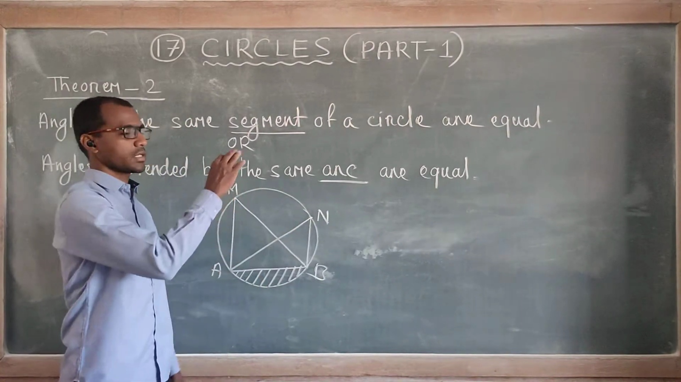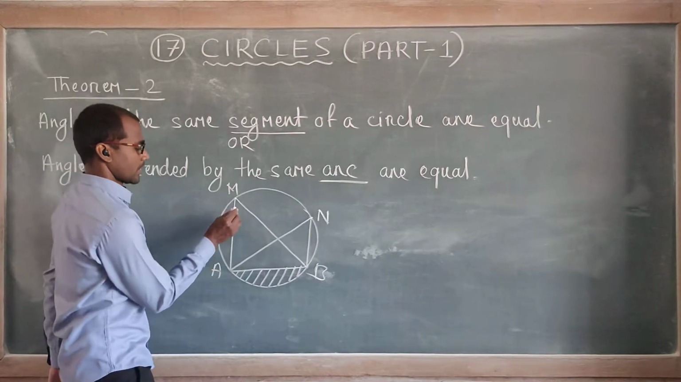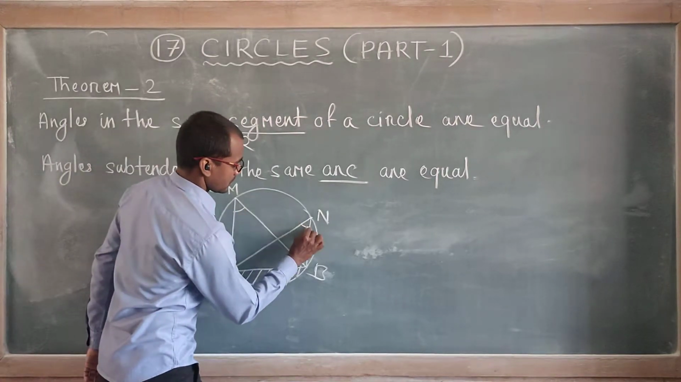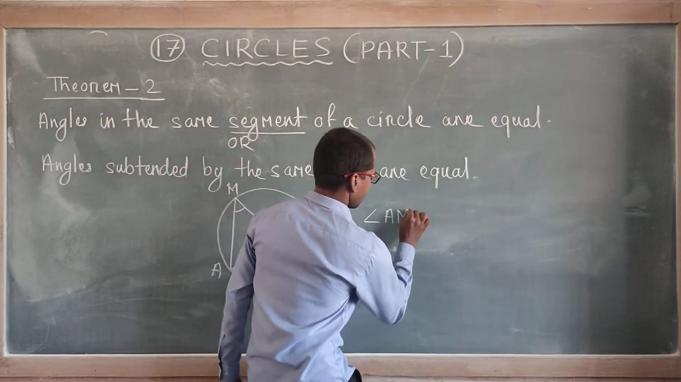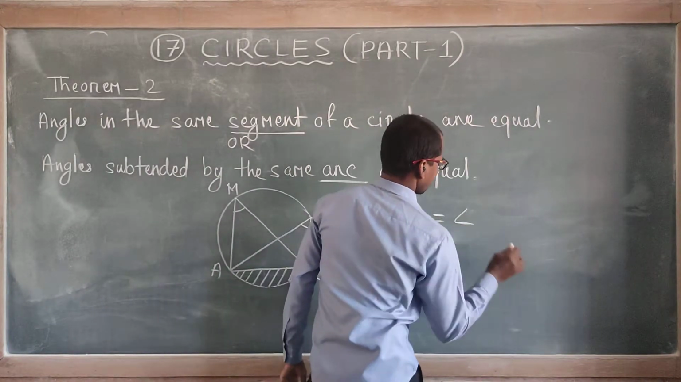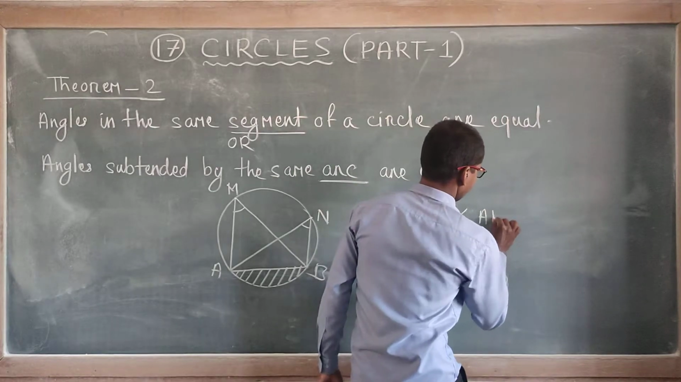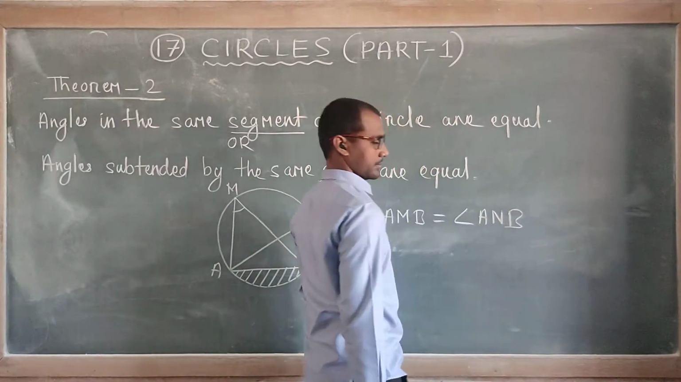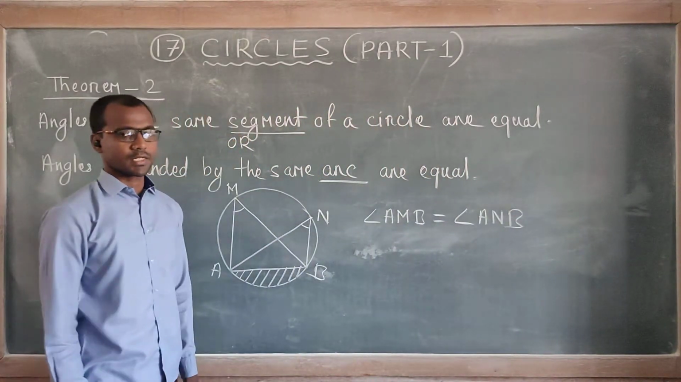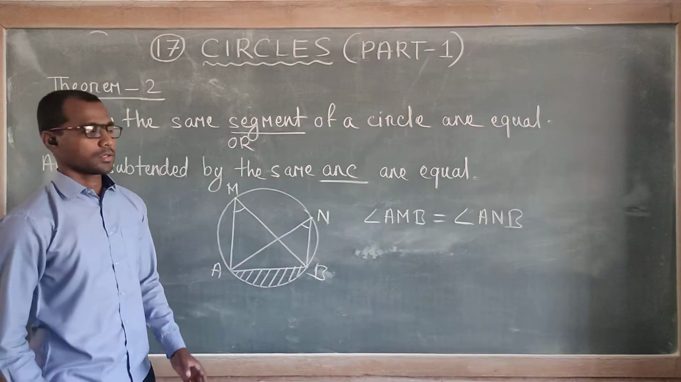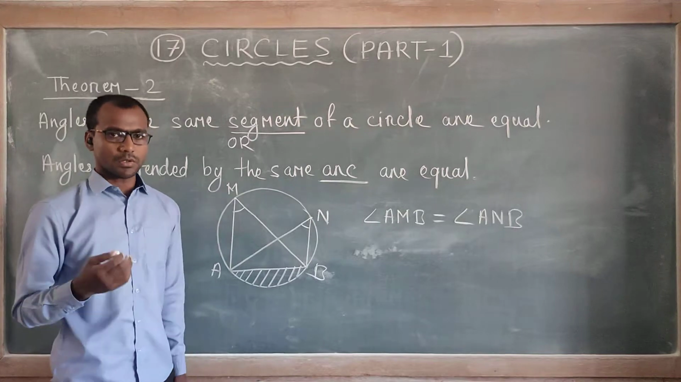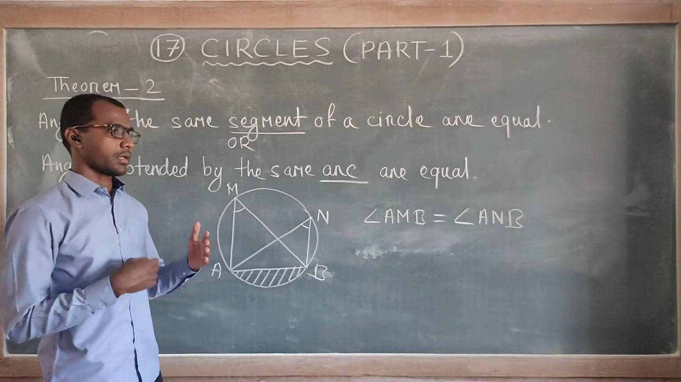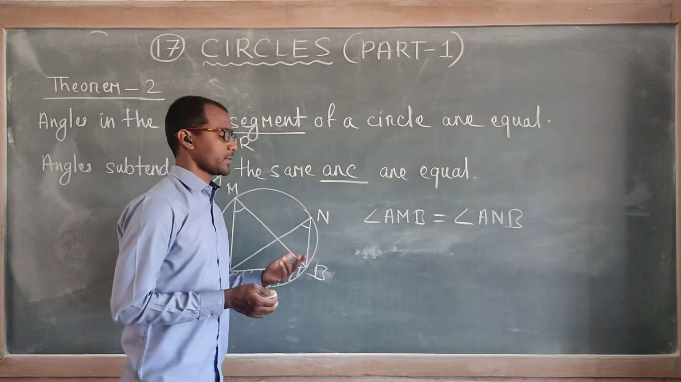By this theorem, these two angles are equal. So this is equal to this. So angle A N B is equal to angle A M B. This is called angles in the same segment. Many students are not able to find this or use this. They get a lot of confusion here.